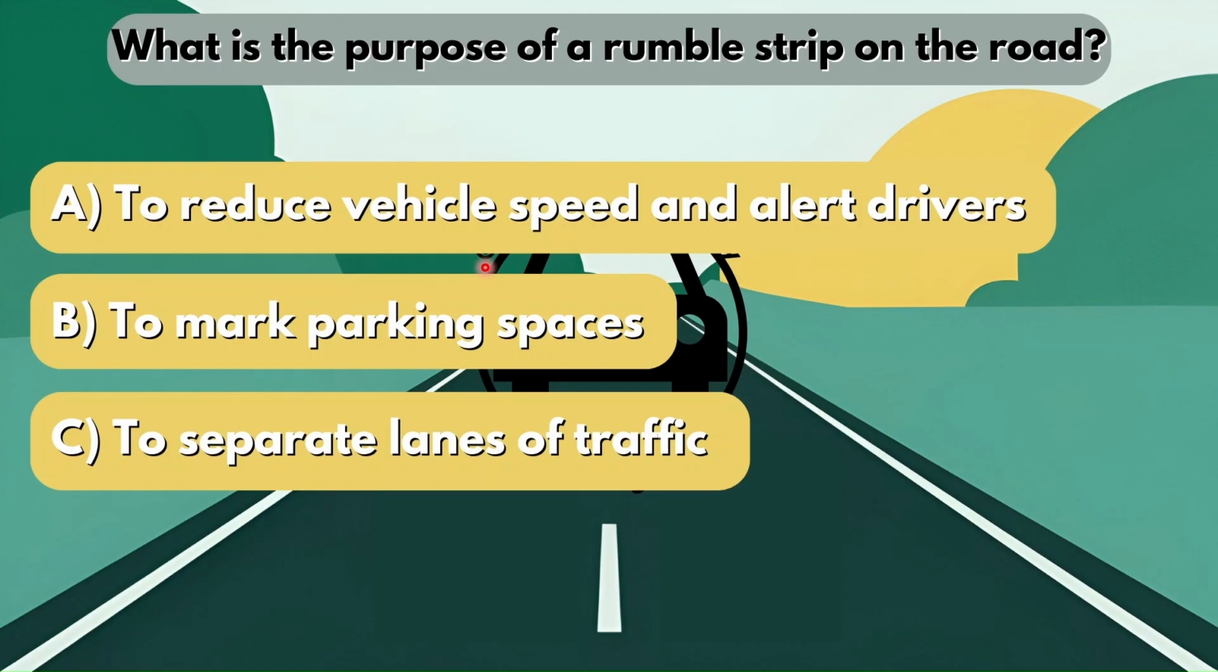So rumble strips are basically things that are put on the ground in order to make you slow down. So if you are in an area where there's roadworks taking place, or even if you are in an area that has a lot of foot traffic, you are going to have rumble strips, right? And the purpose of this is to reduce vehicle speed and alert drivers. So option A would be your correct answer.